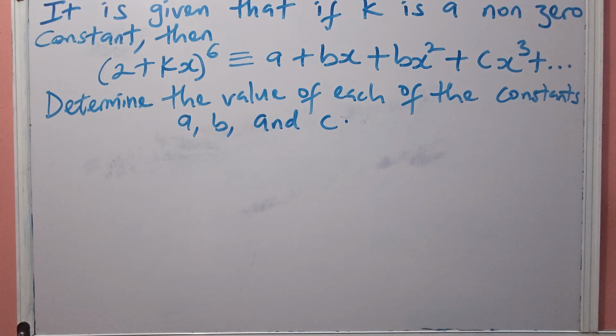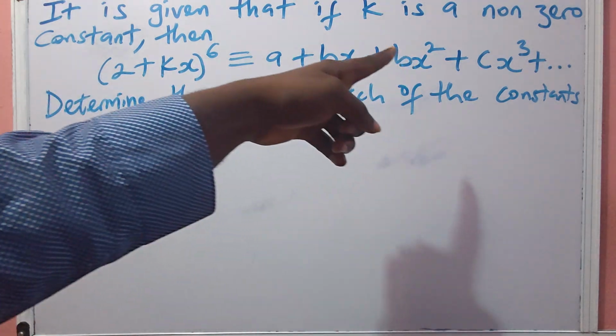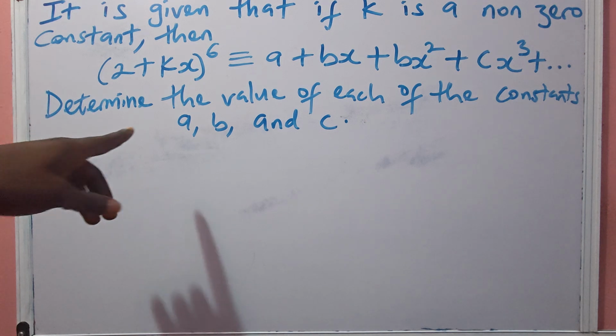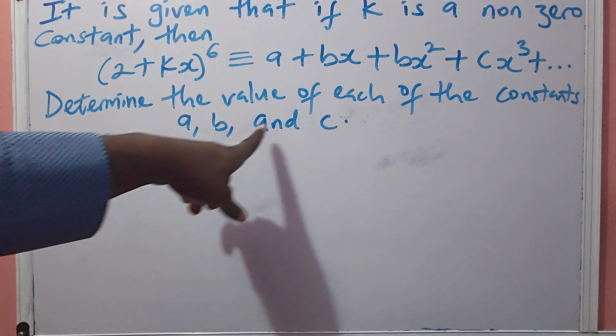All right, let's take a look at this question quickly. This is a question based on binomial expansion. Now, if we study this question carefully, we can see that the very first information we're given is that k is a non-zero constant. And we're told that this expression is equivalent to what we have right here. And the main question we have to solve is the values for a, b, and c.